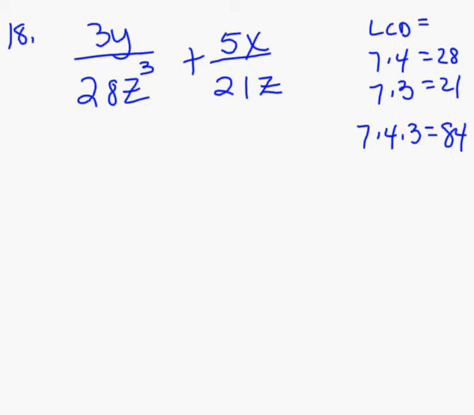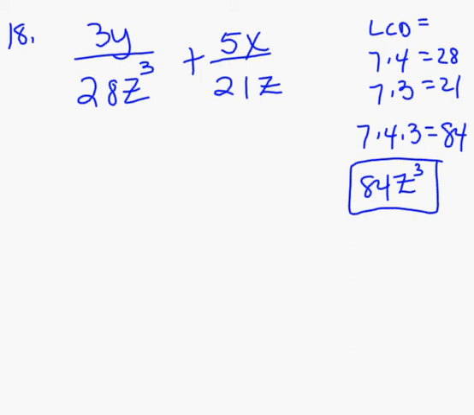Okay, for problem number 18, again, before I can add these, I have to have a common denominator. 28 factors to 7 times 4. Again, that's not prime factored. 21 factors to 7 times 3. I chose the 7s as what I took out because it's the same in both of them. Now the 4 and the 3 don't have anything in common, so I multiply 7 times 4 times 3 and get 84. My variable part of that is going to be z cubed because I take the higher powered exponent. So 84 z cubed is my LCD.